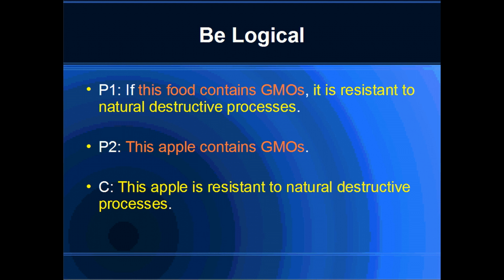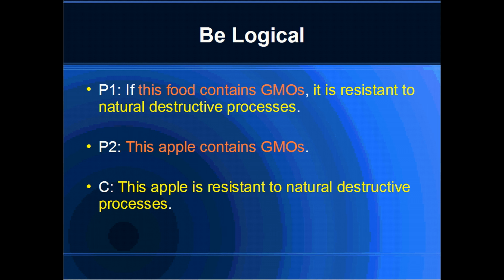Okay, now imagine that you're at the grocery store, okay, and you have this first premise as a principle. If this food contains GMOs, it is resistant to natural destructive processes. Premise 2, this apple contains GMOs, so the conclusion is this apple is resistant to natural destructive processes. Okay, so I affirmed the cause, and assuming that that principle is true in the first premise, then that would necessitate the effect of the apple being resistant to natural destructive processes. Okay, now I'm going to go back into a discussion on GMOs.